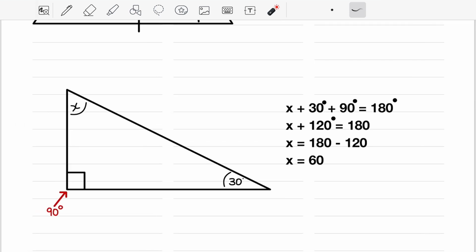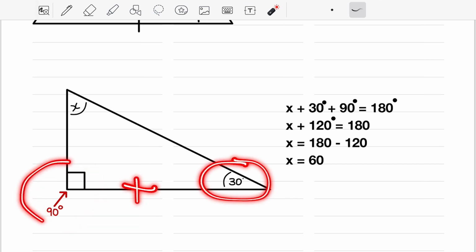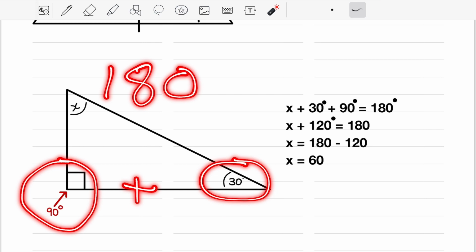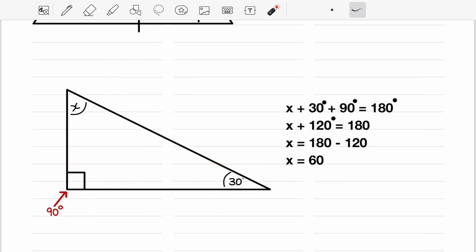Next, this small box in the corner of the shape indicates that this is 90 degrees. This is 30 degrees, so if we add them together, we will get 120 degrees. And we take that away from the total, and we will get 60 degrees.